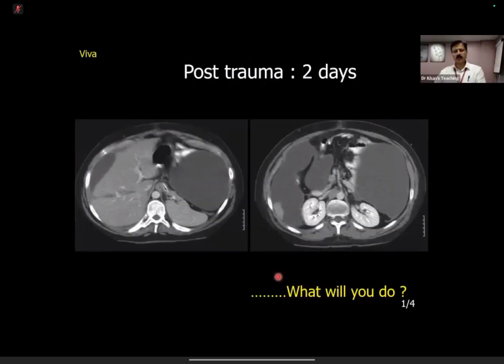Pre-existing disease? Sorry? There was no pre-existing disease. There is a laceration hint. What comes to your mind? What else can happen? One is bleeding, one is bilioma, or biliary leakage. So biliary leakage, very good. So what will you do? How will you confirm it?